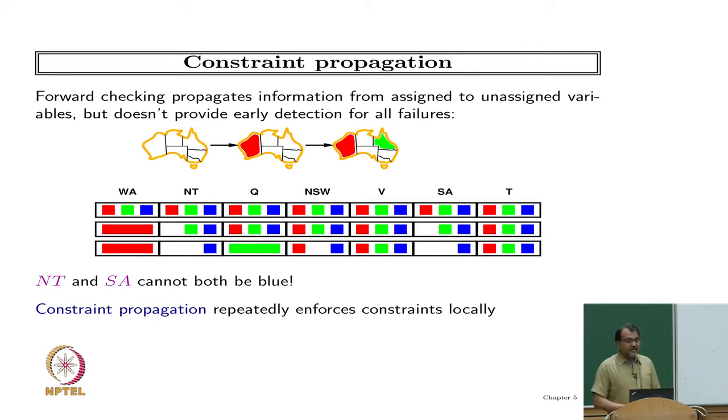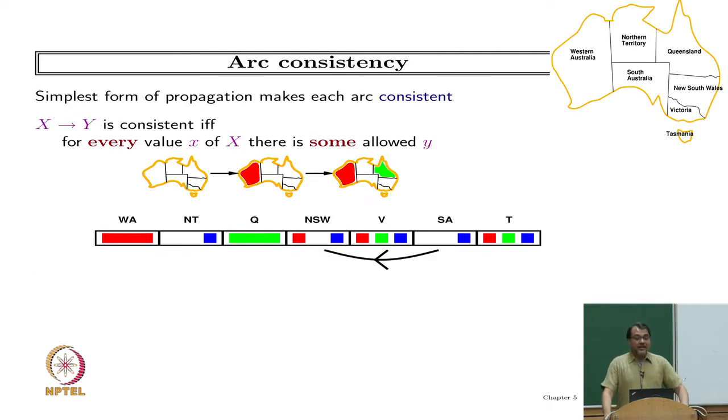So, this is exactly what the slide says, that NT and SA cannot both be blue, but forward checking would not figure this out. You need to somehow propagate constraints between unassigned variables, and the algorithm that leads us there is called the arc consistency algorithm, and this is the main thing that I would like you to learn today. So, I will tell you how to do this. It will be hard to come up with this in the next minute or two, so I can't ask you a question, but I hope you learn this very well. It is not very hard.